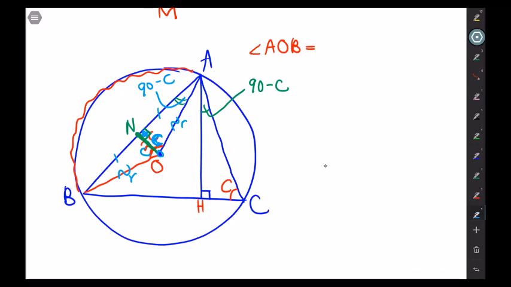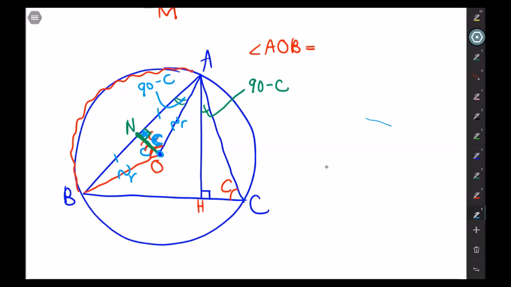I could have done it much faster. How? No altitude, base angles theorem. Okay, apparently there are other ways to do it. Base angles, what do you mean? What's that theorem? Because it's isosceles.